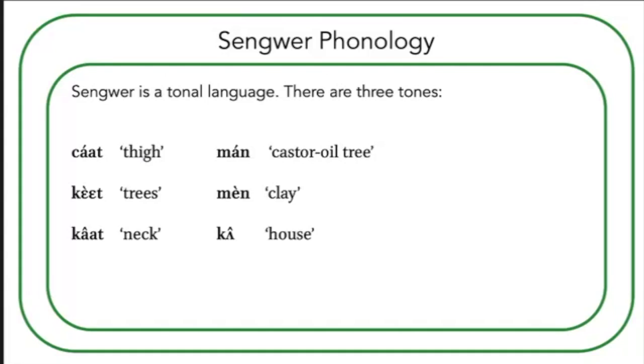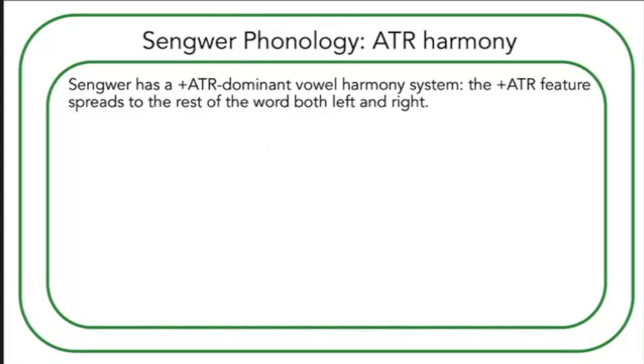And the falling tone can occur on both short and long syllables. So the tone-bearing unit is the syllable, vowels, I mean. The ATR harmony system is plus ATR dominant. So it's the plus ATR feature which spreads to the rest of the word. If you add a plus ATR specified morpheme to a word, the plus ATR feature will spread to all the vowels in that word.